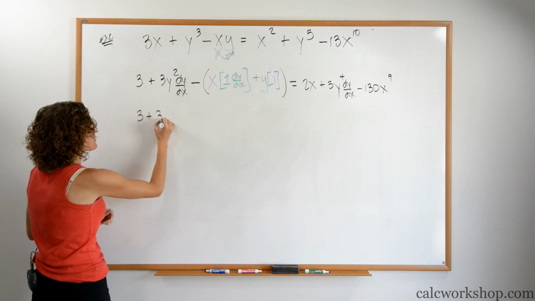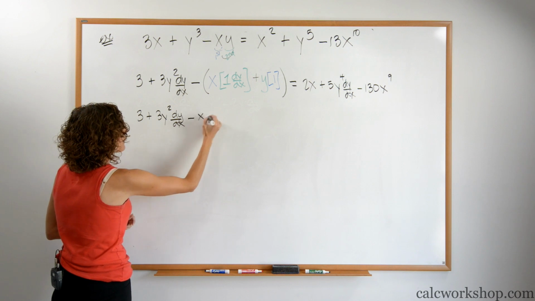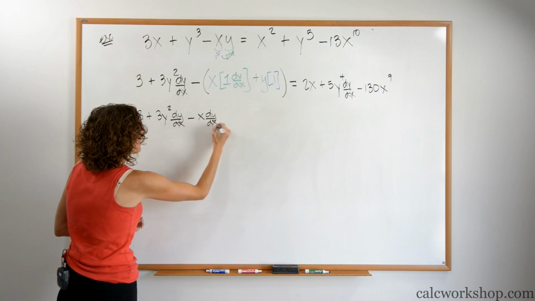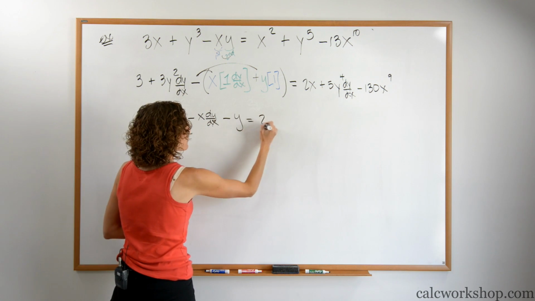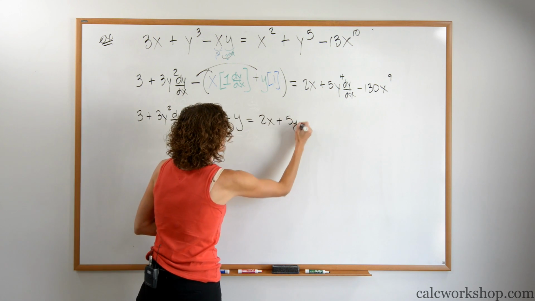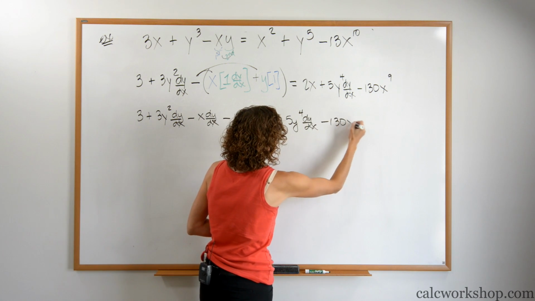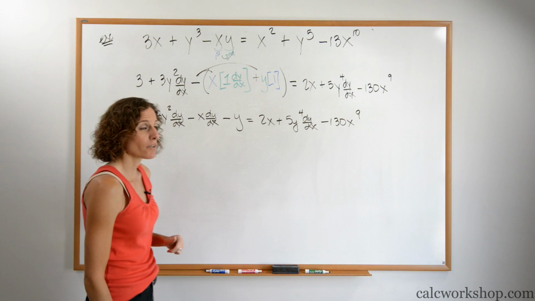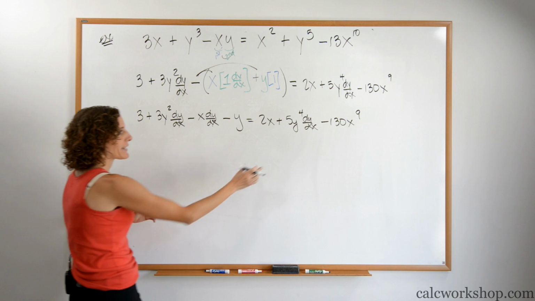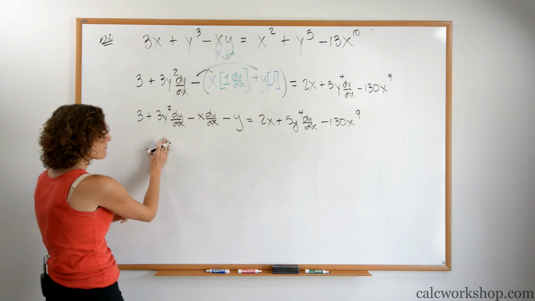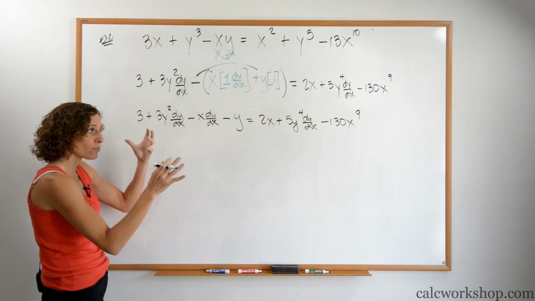3 plus 3y squared dy/dx minus x dy/dx minus y. Again, I'm distributing. Equals 2x plus 5y to the 4th dy/dx minus 130x to the 9th. So I've simplified. Now let's get everybody where they need to be. I need to get this dy/dx on the left-hand side, and I need to get these two terms on the right-hand side. So let's do the shuffle.